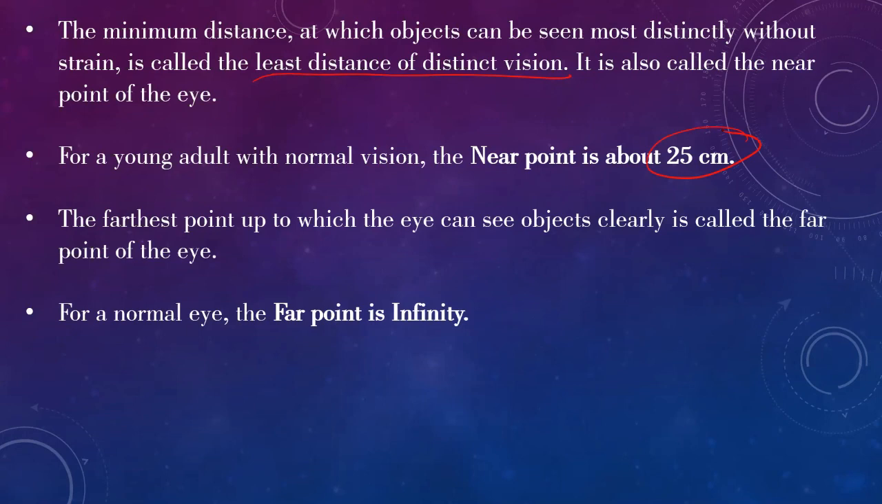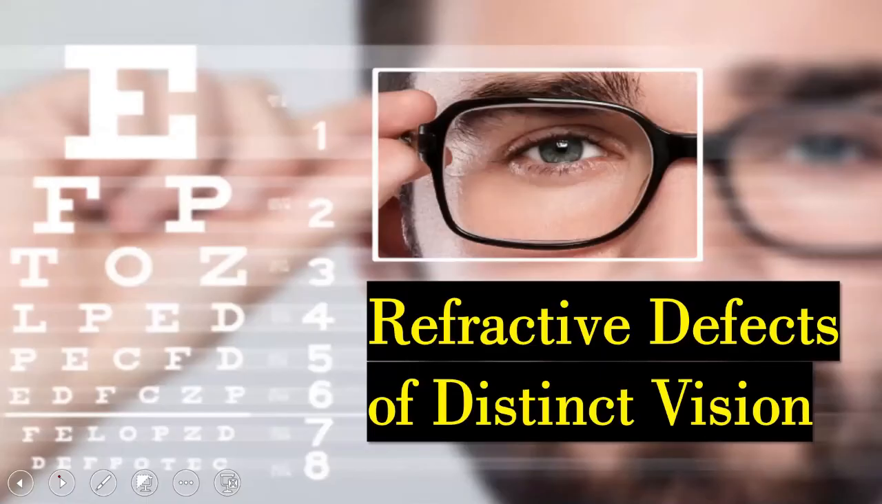Now, as we have a near point, we also have a farthest point. The farthest point where we can see the objects very clearly. For a normal human eye without any defects, the farthest point will be infinity. Okay, right, fine. Hope you have understood the entire structure of the human eye.